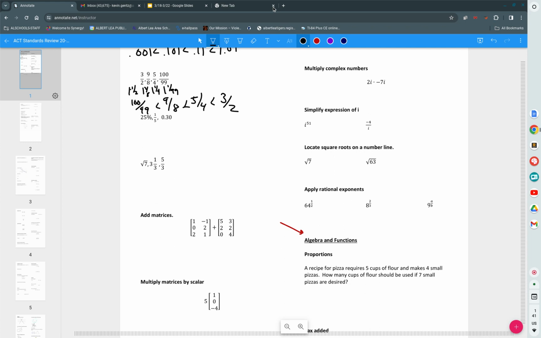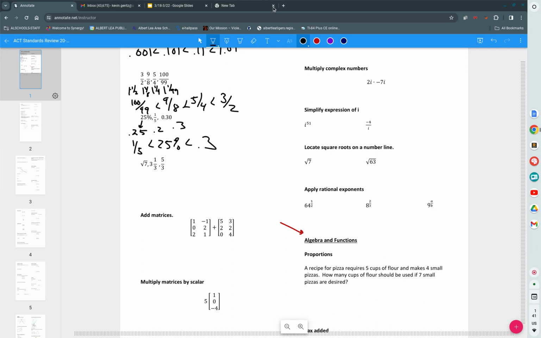What is 25% as a decimal? 0.25. What is 1/5 as a decimal? 0.2. And then we have 0.3 on the end there. So you can see that the smallest one is going to be 1/5, which is less than 25%, which is less than 0.3.